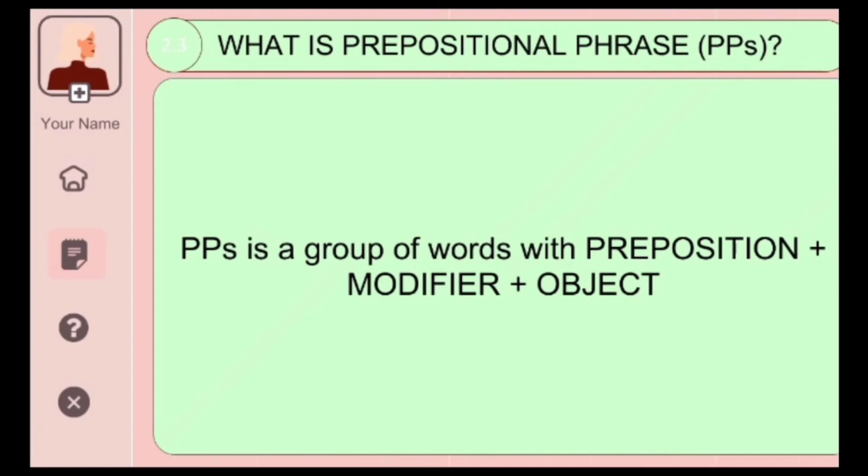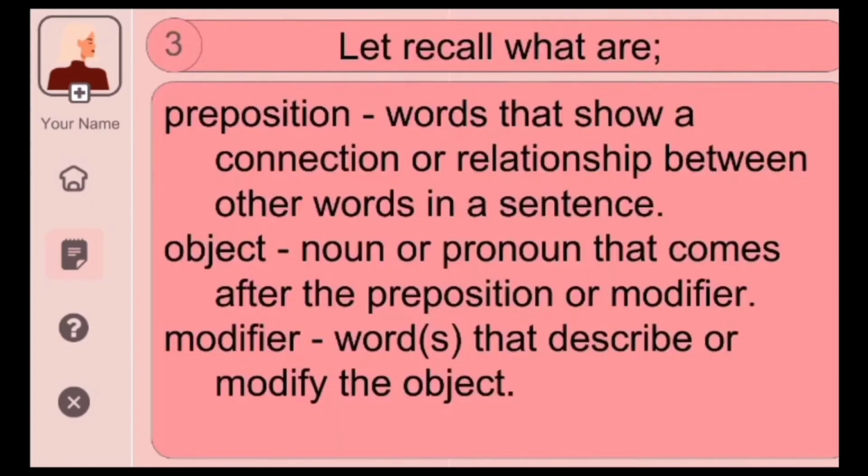First, before we proceed, let us review what a preposition is. Prepositions are words that show a connection or relationship between the words in a sentence. What is an object? An object is a noun or pronoun that comes after the preposition. What is a modifier? Modifiers are words or a word that describe or modify the object.